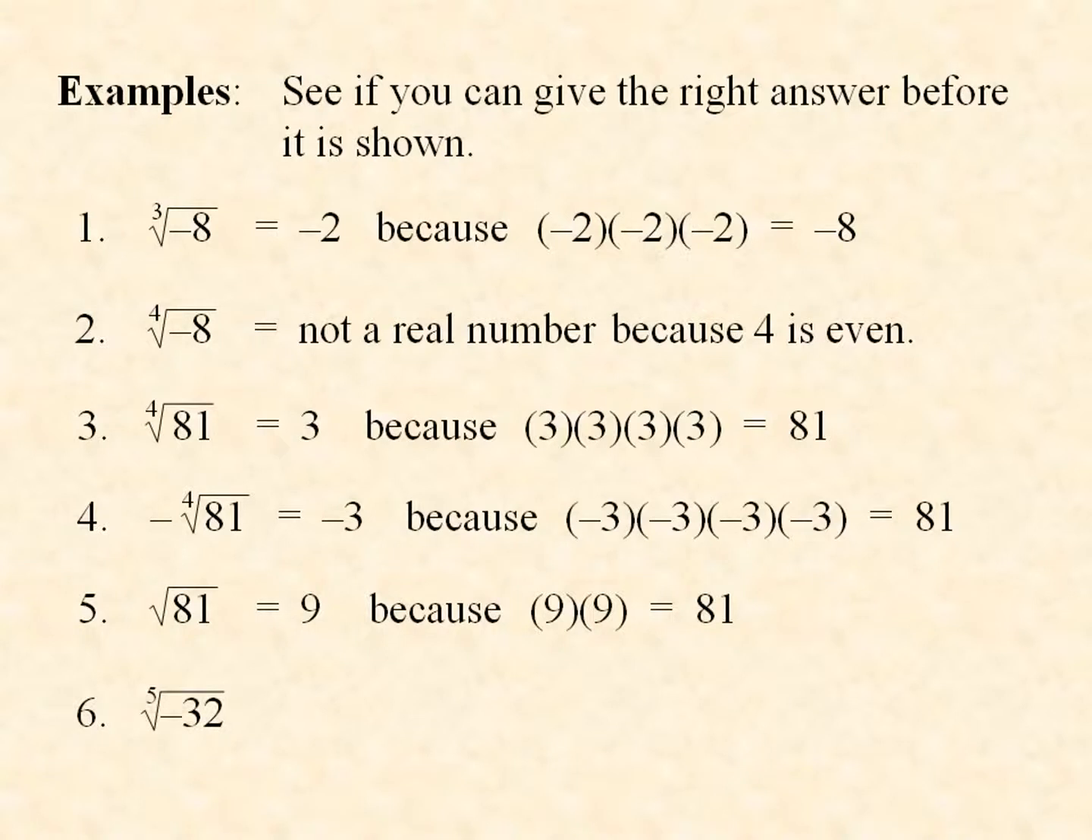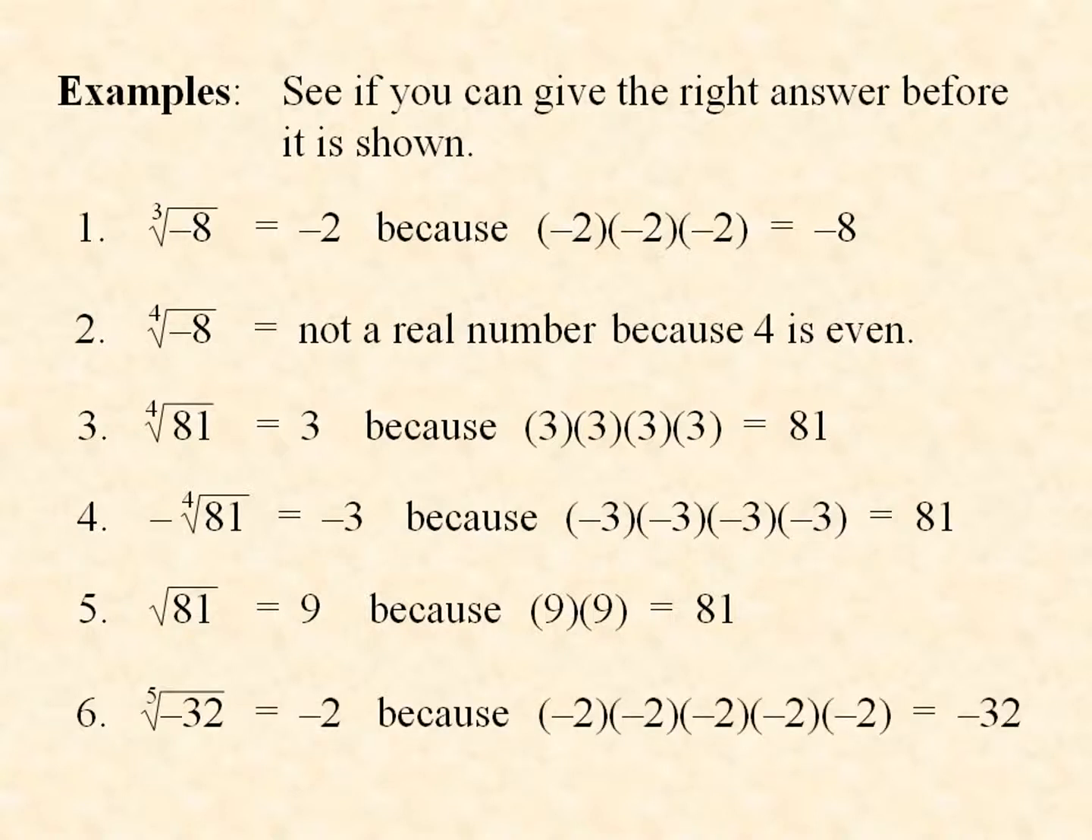What's this? Fifth root of -32. It's -2 because -2 times itself 5 times is -32.